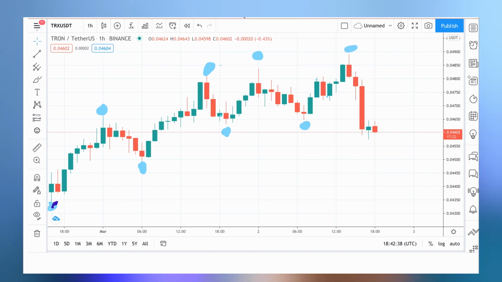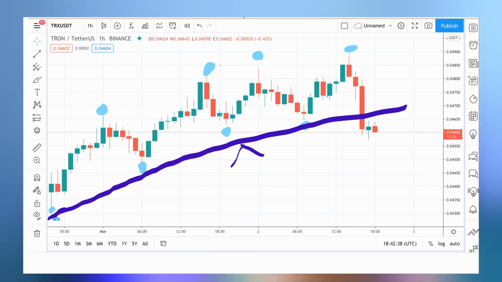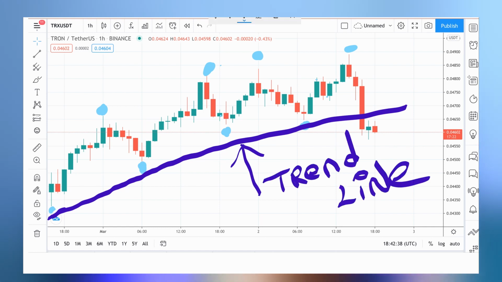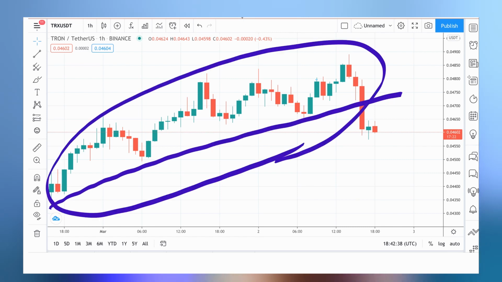In an uptrend, we connect the higher lows. And this line right here, that is our trend line. And as I said before, we draw this line ourselves as traders. When we open a chart, it will look like this. We identify an uptrend by connecting the higher lows. This here, we were in an uptrend.